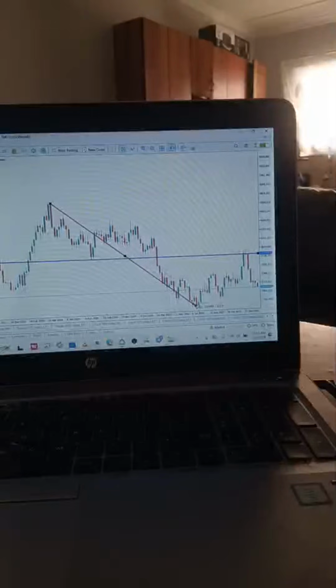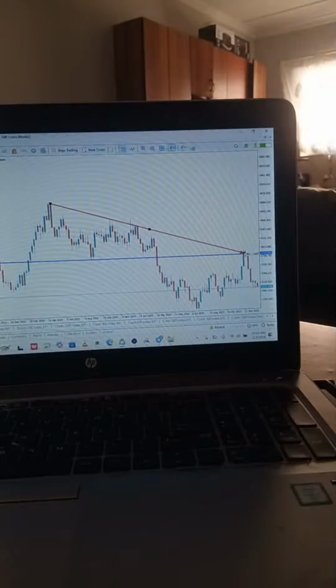Then it was able to break it, then came down. This is where we're going to get an entry here, because the previous level was used as a support, then it turned into a resistance. So it's trend continuation, support and resistance. Guys, in Boom and Crash, not only in Boom and Crash, in all the markets, this really works. After that, price then started to move down.